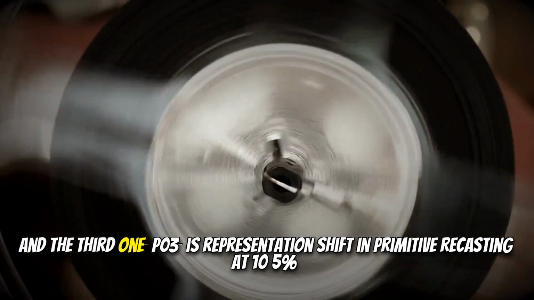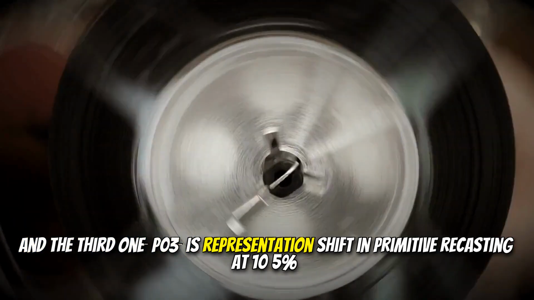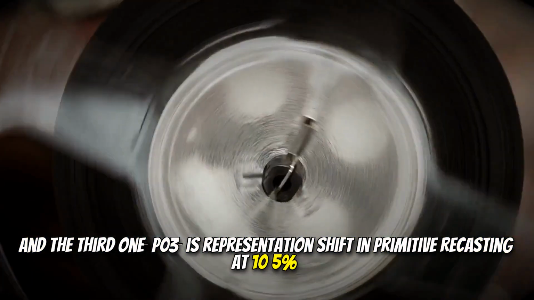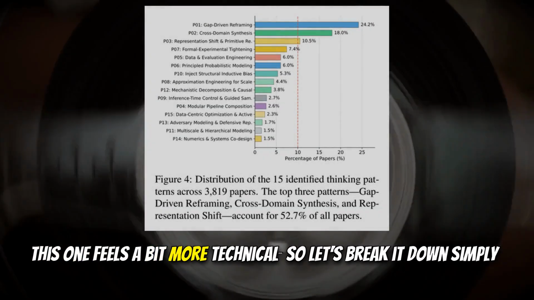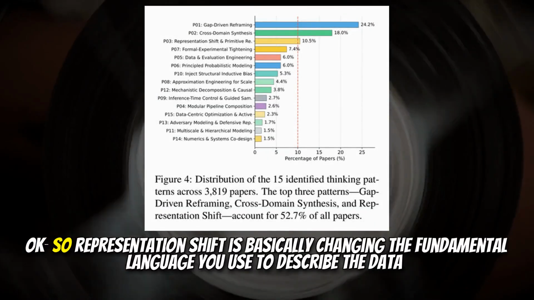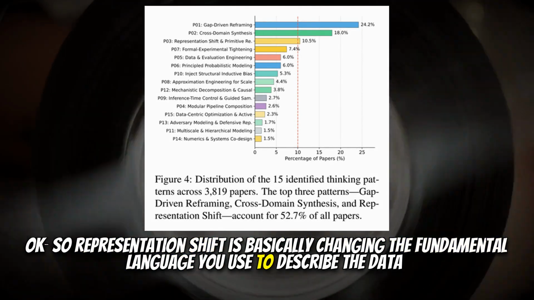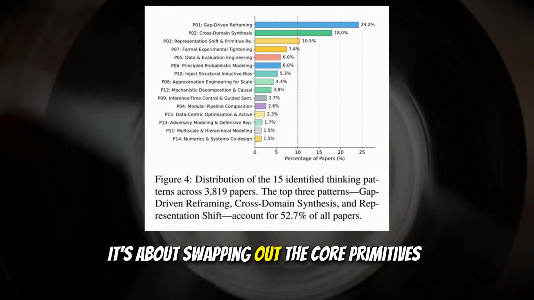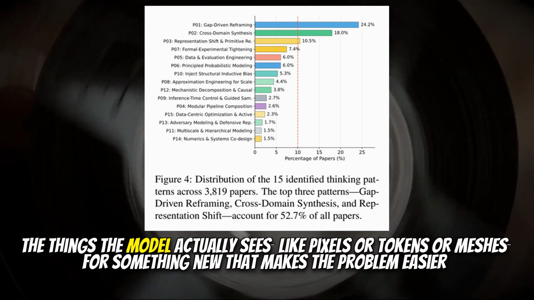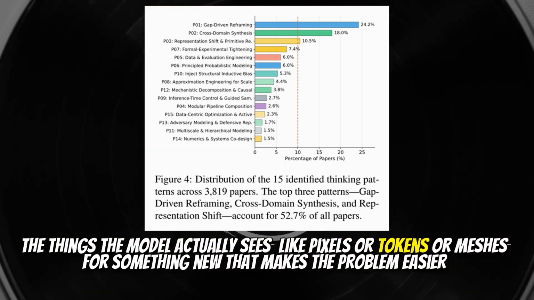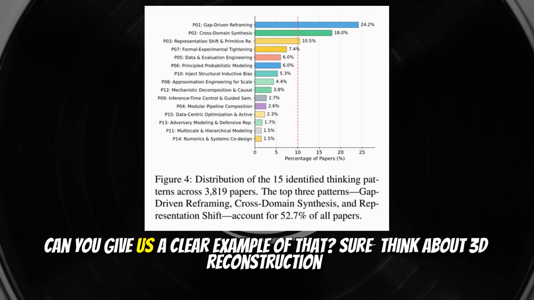And the third one, P03, is representation shift and primitive recasting at 10.5%. This one feels a bit more technical, so let's break it down simply. Okay, so representation shift is basically changing the fundamental language you use to describe the data. It's about swapping out the core primitives, the things the model actually sees, like pixels or tokens or meshes, for something new that makes the problem easier. Can you give us a clear example of that?